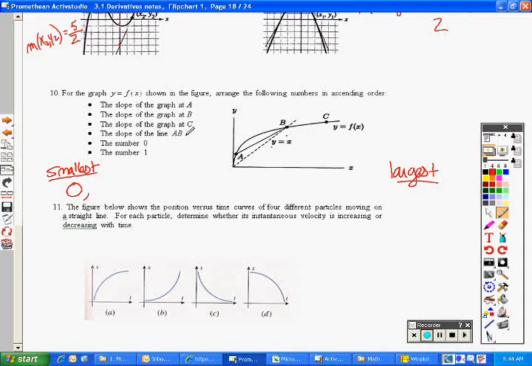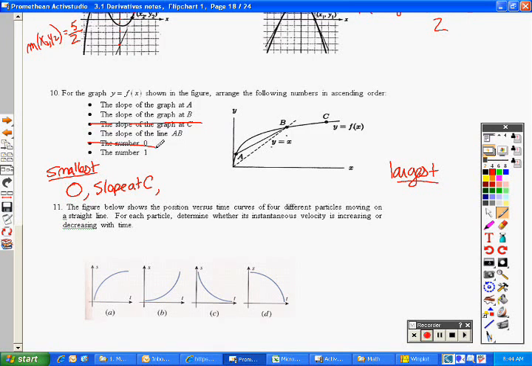All right. Well, if the smallest number is 0, the next one is going to be the point whose tangent slope is as close to 0 as possible. Now I'm going to say A is a pretty steep slope, B is less steep, but as we get out to C, we get closer and closer to a slope of 0. So I'm going to say the slope at C is the next biggest thing. I think it's a little bit more than 0, but it's not 0.